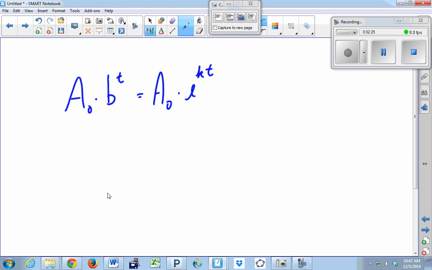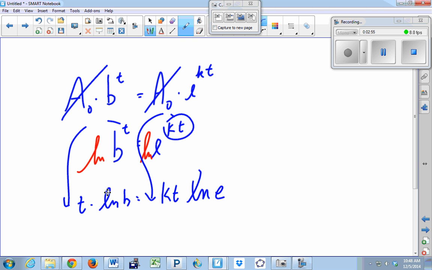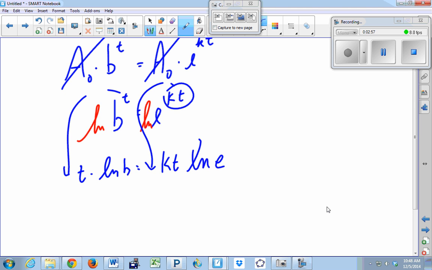So as you know, you could divide both sides by a sub naught, and that would give you b to the t equals e to the kt. Okay, and we could take the natural log of both sides. So if we took the natural log of both sides, we use our log properties. The t is going to come down in front and multiply the natural log of b. And now on the right-hand side, the kt comes down in front and multiplies the natural log of e. Well, what's the natural log of e? 1. So this is a big fat 1.